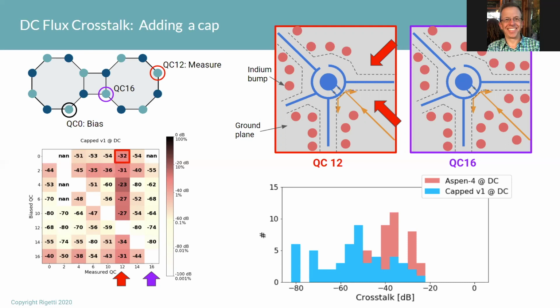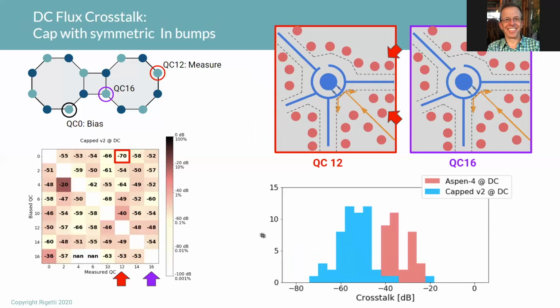So what you can see is that comparing qubit 12 to qubit 16, there's a bunch of indium bumps that are missing on the right-hand side of qubit 12. We actually had purposely removed these indium bumps to avoid bringing the indium bumps too close to the edge of our chip. So it looks like this might be a possible cause.